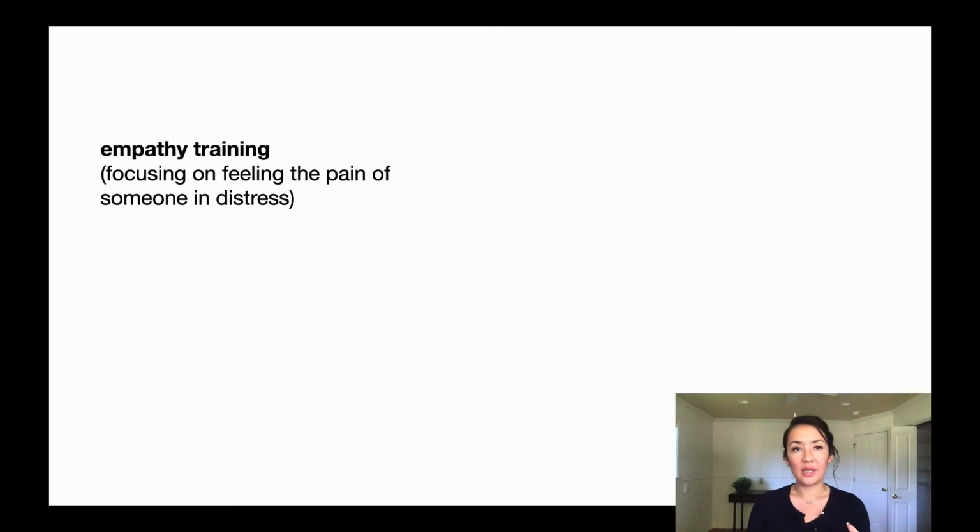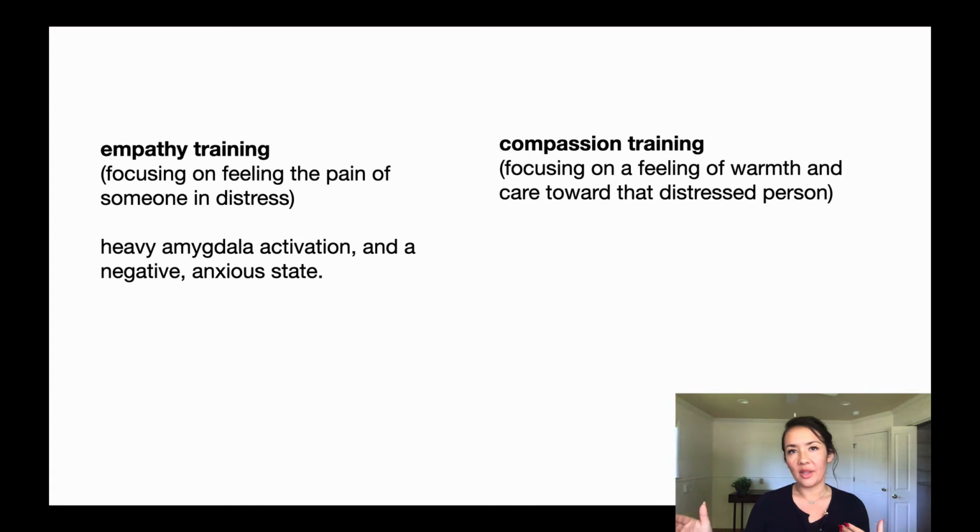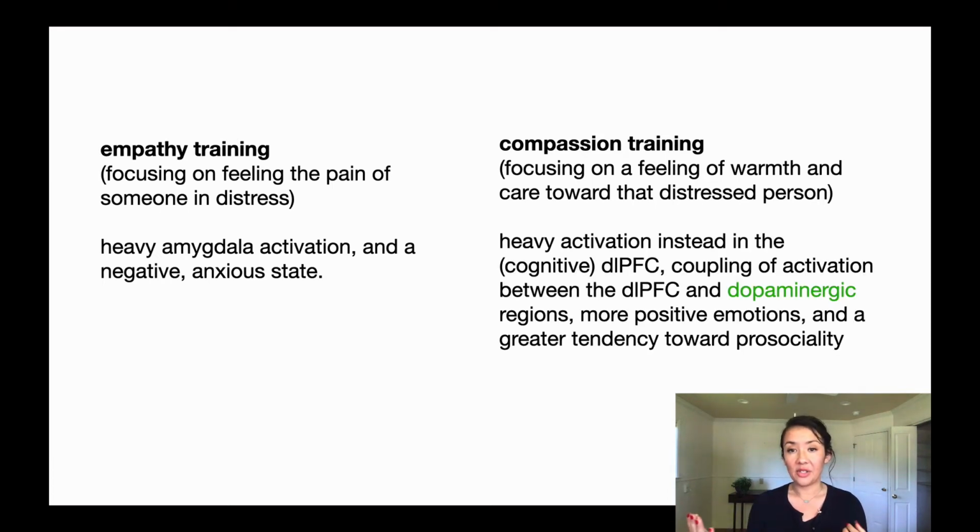There's follow-up work that looked at different types of training. One focused on empathy training, where you were trying to feel the pain of someone else. And as we can predict, there was heavy activation of the amygdala, and people had a nervous or anxious state. But they also tried compassion training, where people were told to focus on a feeling of warmth and care towards a distressed person. And that had heavy activation of more cognitive areas of the brain, coupled with the dopaminergic regions, and produced more positive emotions and a tendency towards pro-social behavior, the tendency towards them actually helping people.